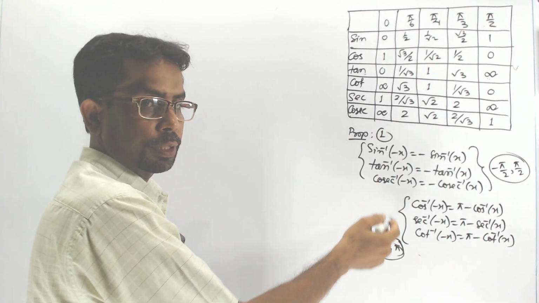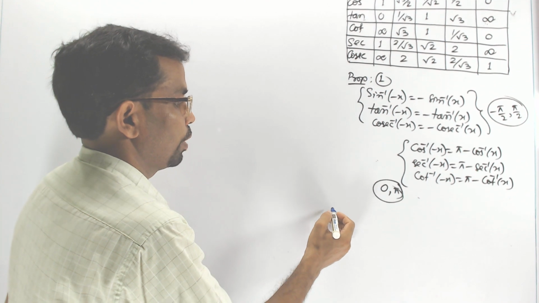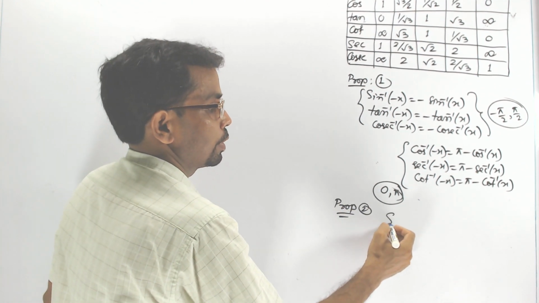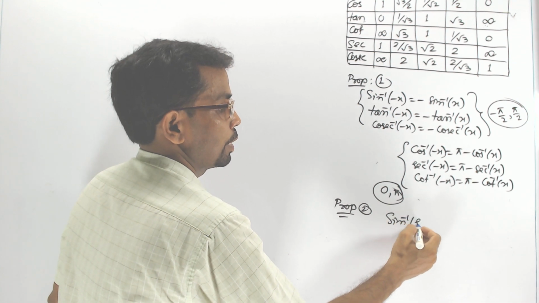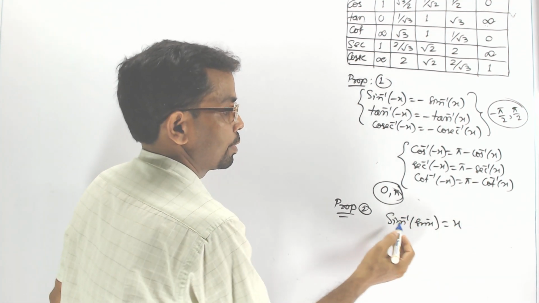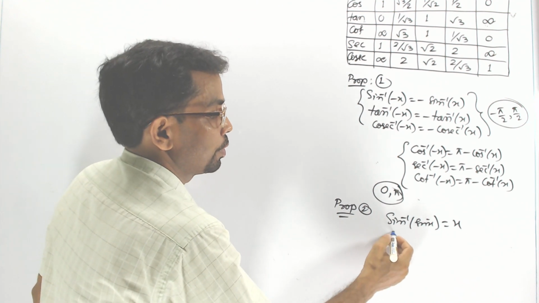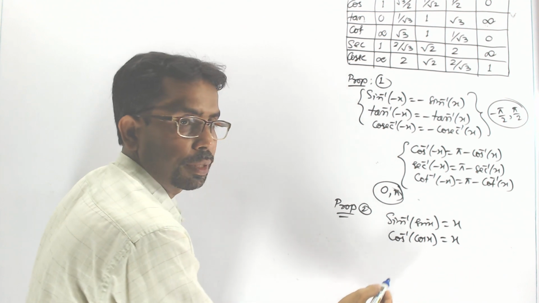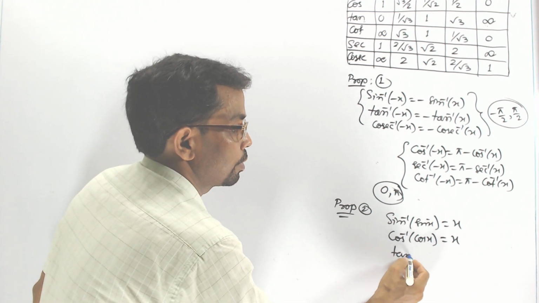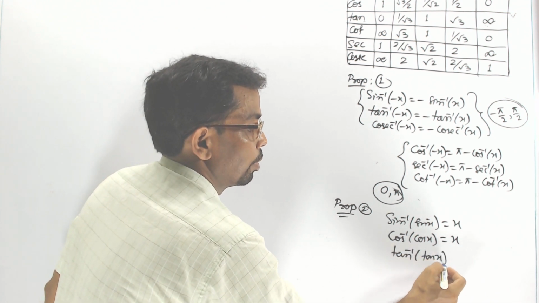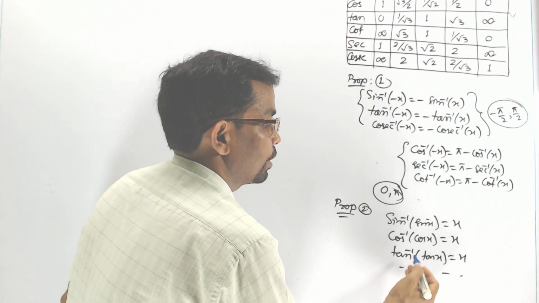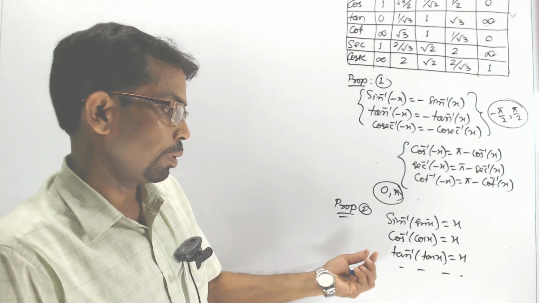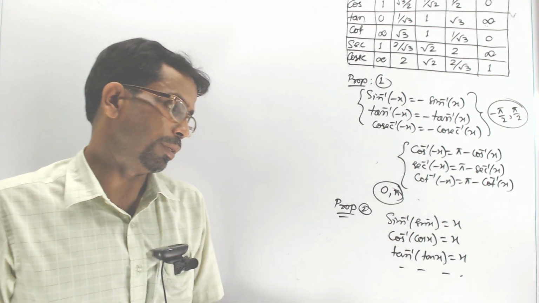This property we have just now explained, and to find the principal value you must know one more property. You can write it as property 2. It is like this: sine inverse sin x is equal to x. Sine inverse and sine get cancelled. Similarly, cos inverse cos x will be equal to x. Cos inverse and cos cancel. Tan inverse of tan x will also be equal to x. That means every function and its inverse get cancelled. Sine inverse sine cancel, remaining only x. Cos inverse cos cancel, remaining x, like this.